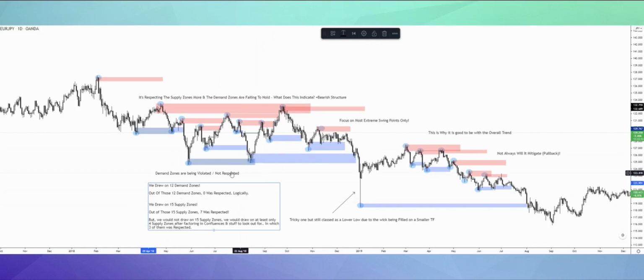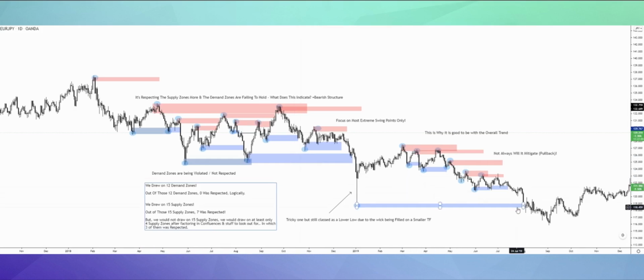And out of those 12 demand zones, zero were respected logically, because not once did it respect one and continue higher and higher and higher. It respected it short term. Don't get me wrong, you could have gotten some nice trades there, but logically speaking, it didn't respect any of them. It tapped into it and violated it straight away, most likely. However, we drew on 15 supply zones. Out of those 15 supply zones, 7 were respected. So when I say respected, the price tapped into it nicely and continued the desired trend.